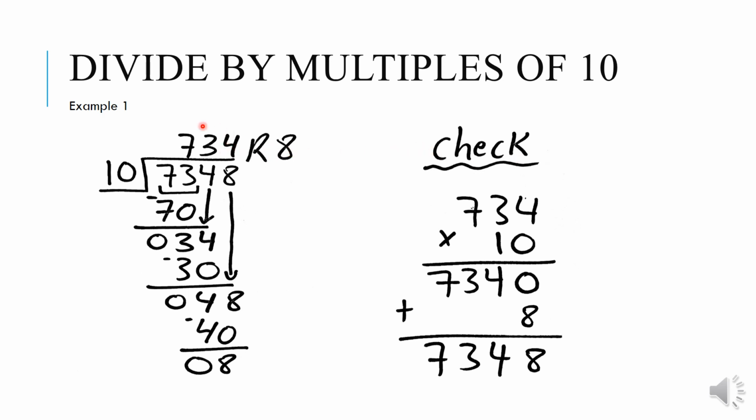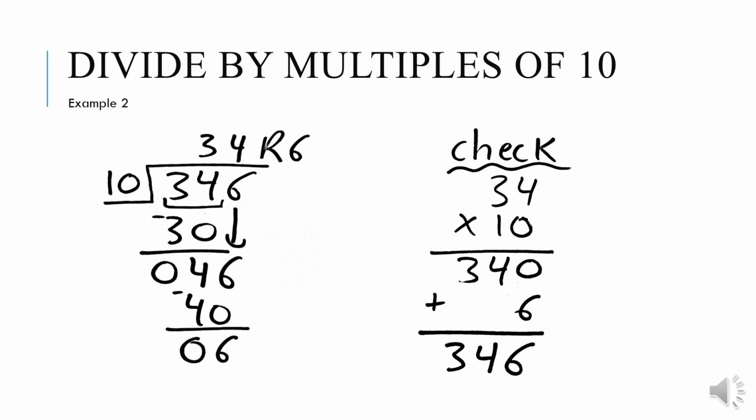Now I have to check my answer. To check my answer, I have to multiply the quotient by the divisor and then add the remainder. So it's 734 times 10 equals 7,340. I add the remainder, which is 8. I'll get the final answer, which is 7,348. This answer must be equal to the dividend.